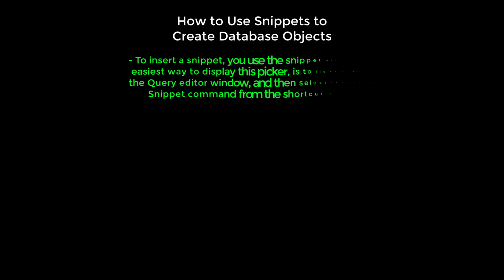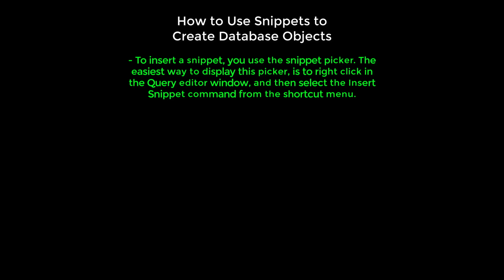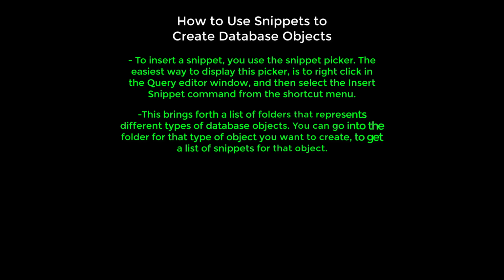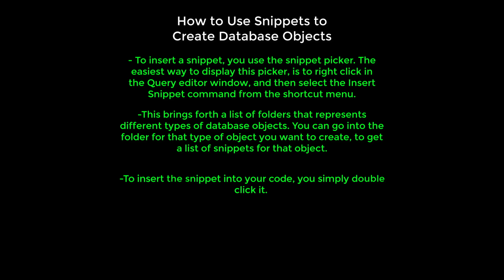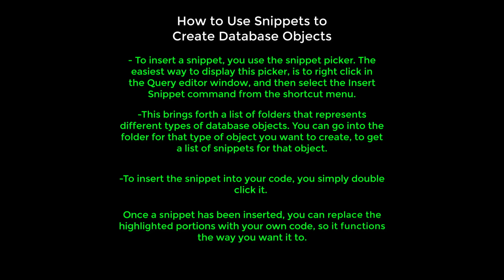To insert a snippet, you use the snippet picker. The easiest way to display this picker is to right-click in the query editor window and then select the Insert Snippet command from the shortcut menu. This brings forth a list of folders that represents different types of database objects. You can go into the folder for the type of object you want to create to get a list of snippets for that object. To insert the snippet into your code, you simply double-click it. Once a snippet has been inserted, you can replace the highlighted portions with your own code so that it functions the way you want it to.